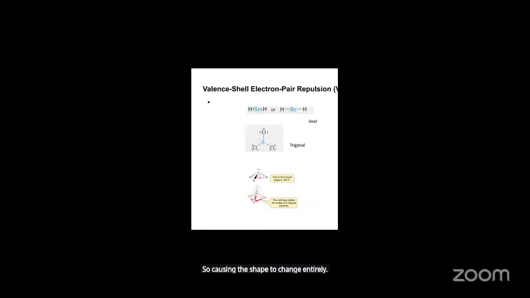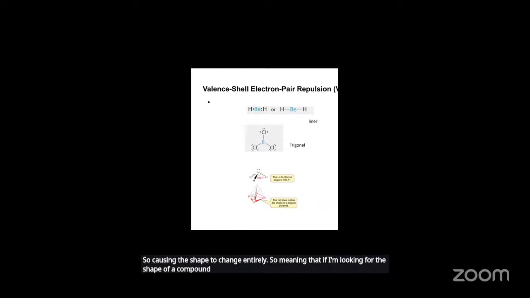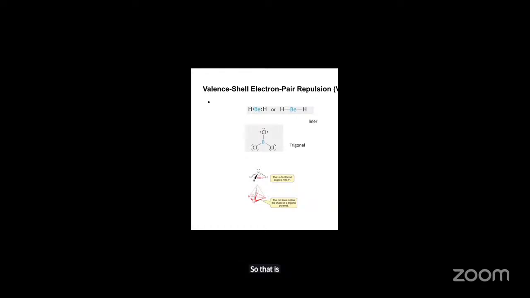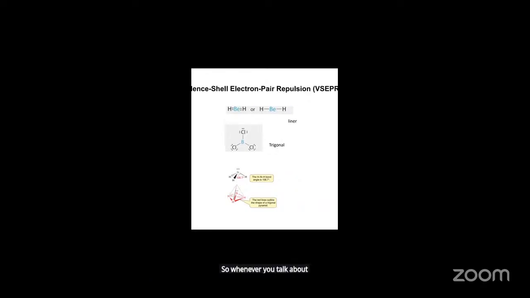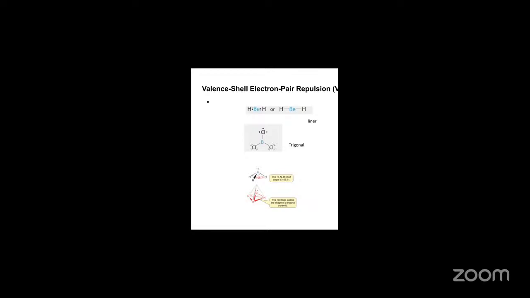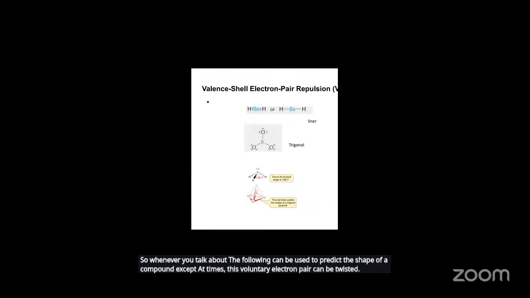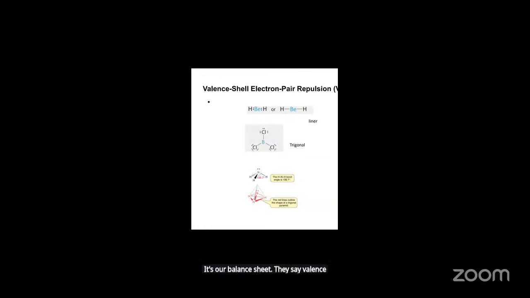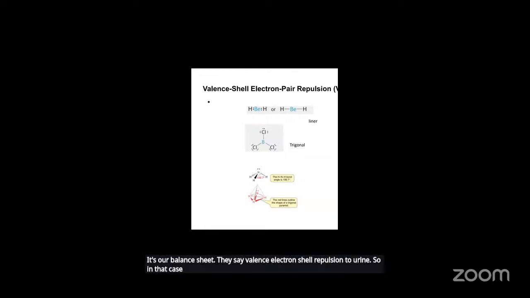So if I'm looking for the shape of a compound and there is a lone pair of electrons, there must be repulsion that is going to affect the expected shape, bringing about a decrease in the expected bond angle. That is what valence shell electron pair repulsion is talking about. When you see a question on which of the following can be used to predict the shape of a compound, except, at times the name can be twisted. Instead of valence shell, they say valence electron shell repulsion theory. So whenever you're reading, read in between the lines and understand it.